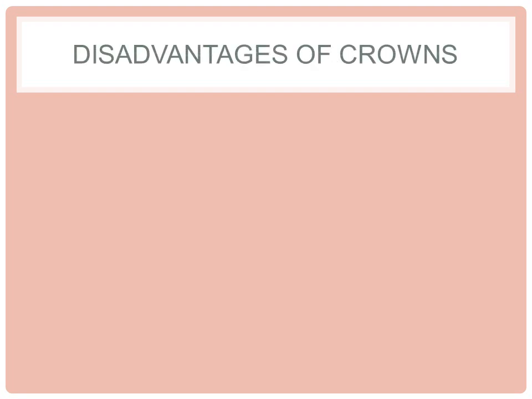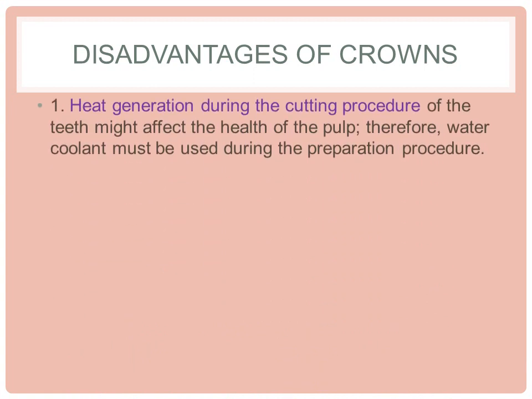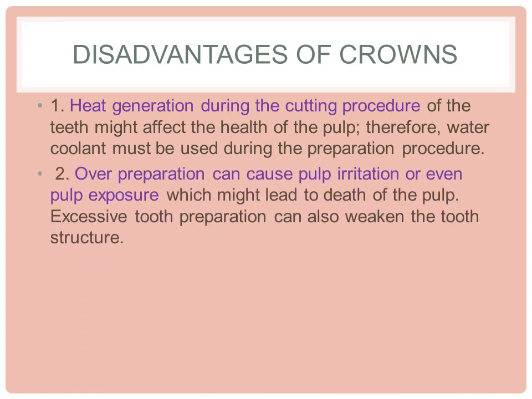The disadvantages of the crown. Number one, heat generation during the cutting procedure of the teeth might affect the health of the pulp. Therefore, water coolant must be used during the preparation procedure. Number two, over preparation can cause pulpal irritation or even pulp exposure. So excessive tooth preparation should be avoided because it leads to the death of the pulp, besides weakening the tooth structure.